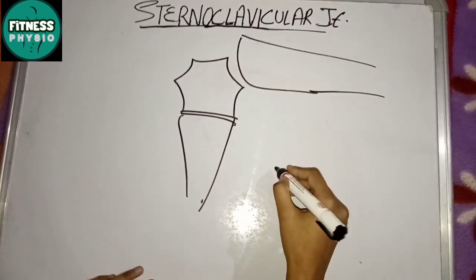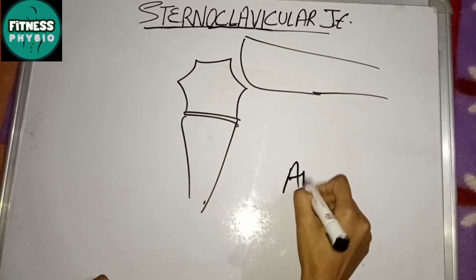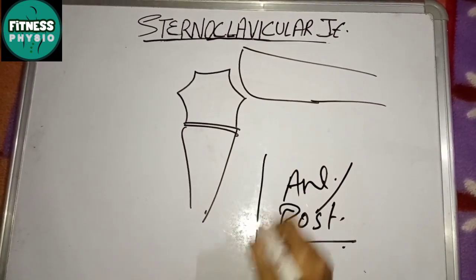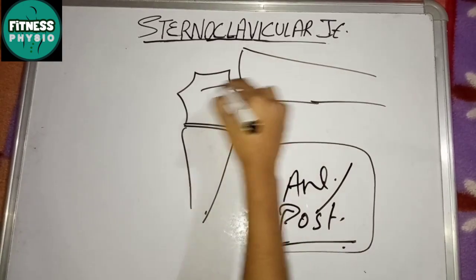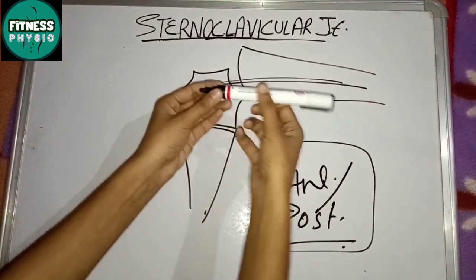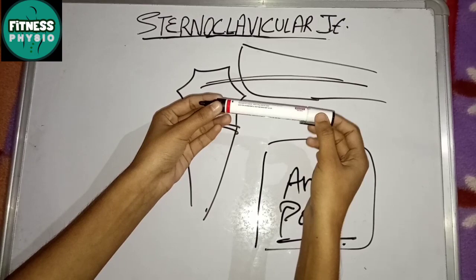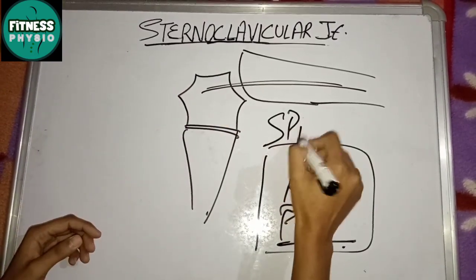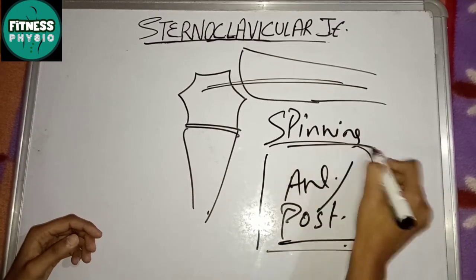So your next rotation is your anterior and posterior rotation. So this is your spinning movement. It means the clavicle, this is your clavicle, let's suppose, is moving anteriorly or posteriorly. So this is your spinning movement.